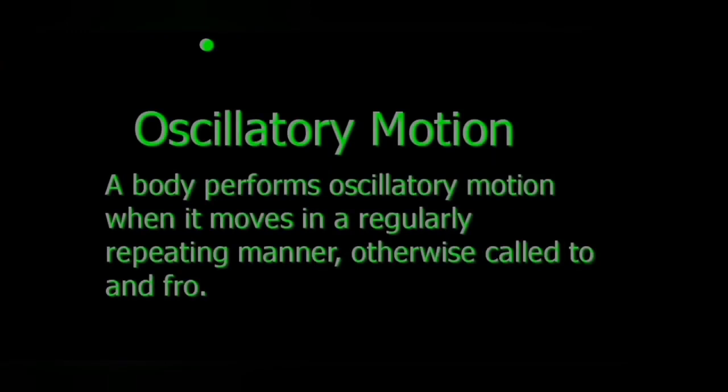Oscillatory motion occurs whenever a body moves in a regularly repeating manner, otherwise referred to as to and fro. These bodies make a to and also a fro motion. Examples of bodies exhibiting oscillatory motion include the motion of a loaded test tube in water, the motion of a pendulum bob, and of course, while pounding, we exhibit oscillatory motion.